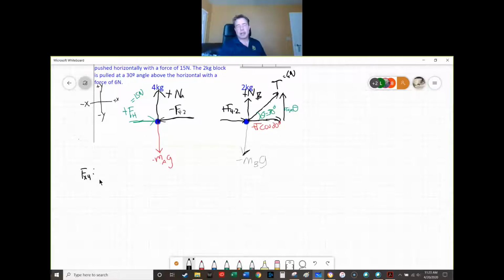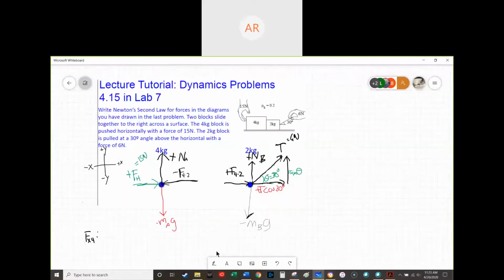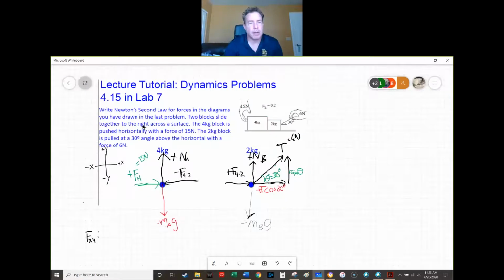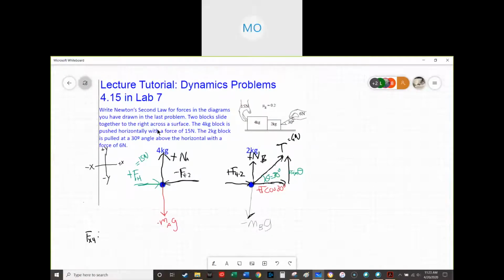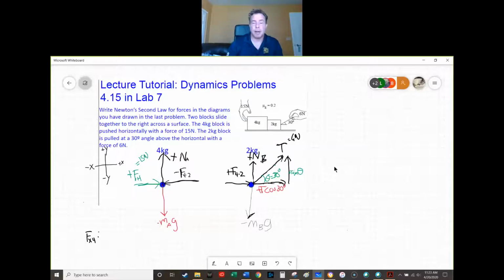I'm sorry, say that again? Is there no friction in this problem? That's a good question. Let me read it. The friction is on top of the picture of the two blocks. It's 0.2 kinetic. Oh, friction, yeah. Yeah, there is friction. Good catch.